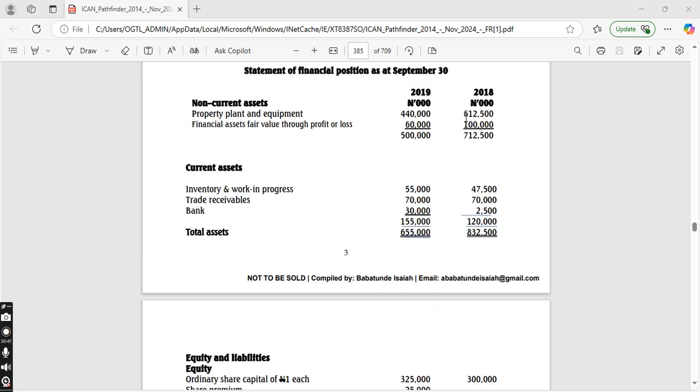So at the beginning of the year, my asset is 612,500, right? Yes. Then it suffered impairment. So before it suffered impairment, it was higher, and after it suffered impairment we had it as 440,000, right? Am I right? Yes, sir. It suffered impairment of how much in the year?